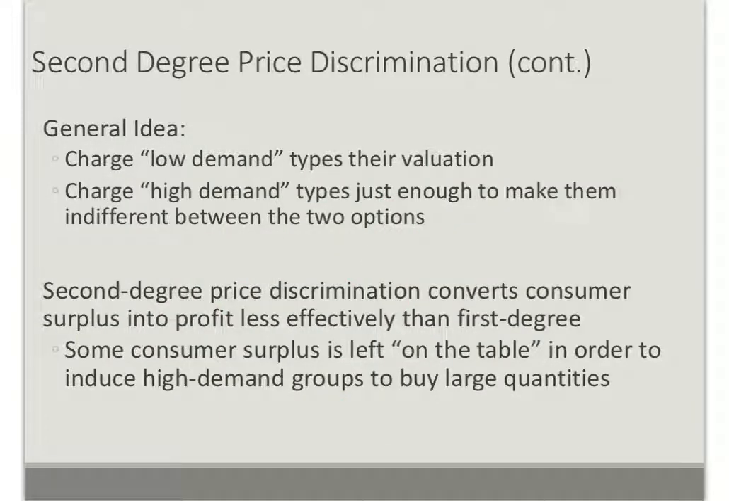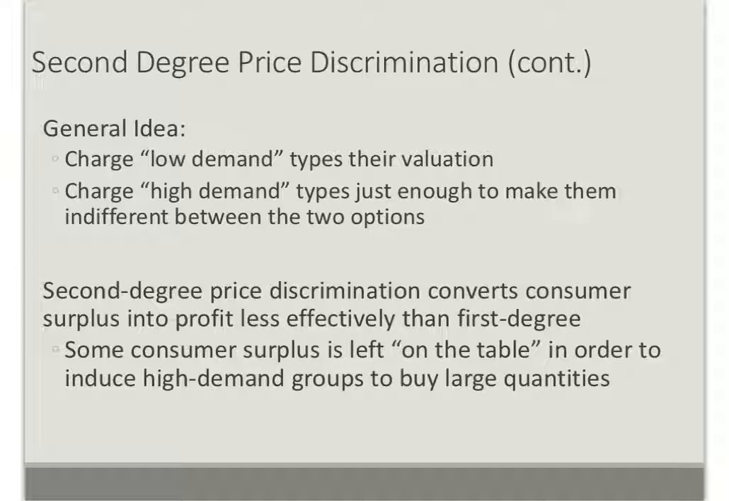Okay, so the general idea for second degree price discrimination is we're going to charge low demand customers their valuation. We're going to capture all of their consumer surplus. We're then going to charge high demand customers just enough to make them indifferent, or maybe $1 less than that between the two options. So we're going to charge a little bit less than what would make them indifferent. We're going to capture all the consumer surplus from the low value types. We're going to capture a lot of the consumer surplus from the high value types, but we're leaving some on the table. It's not going to be completely efficient.